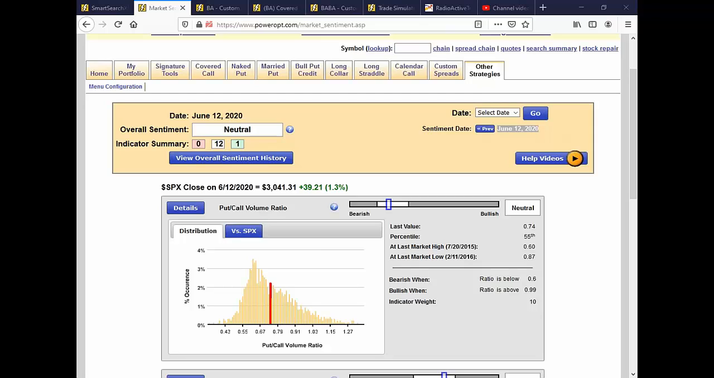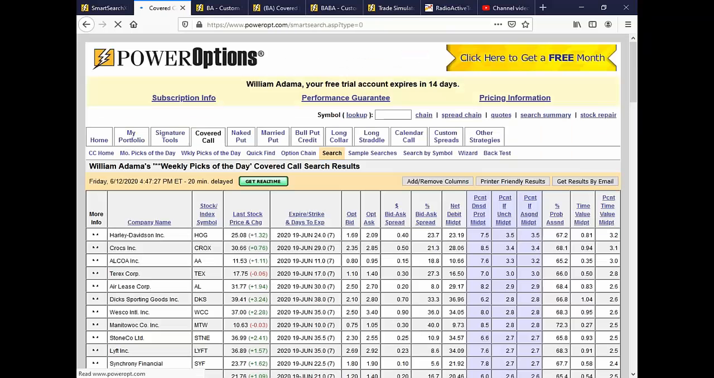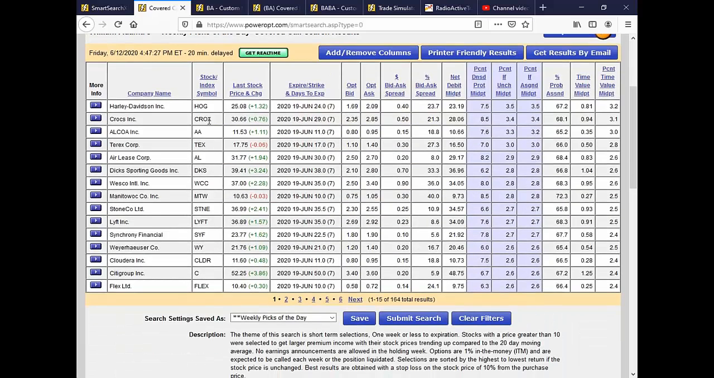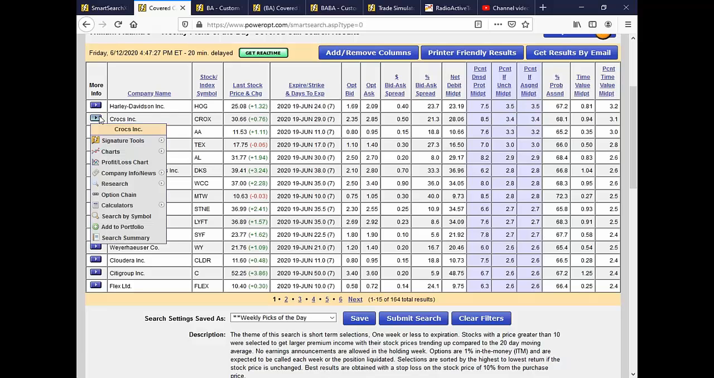David says, does your models, and I think he means the search results and the search tools, include dividend income when calculating percent returns? No. If I go into the married put, David, the dividend is not taken off of the maximum risk. If I'm in a covered call, the dividend is not factored into the return. However you want to do that, no problem.